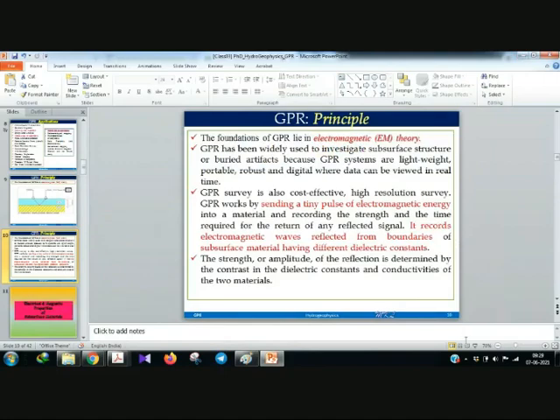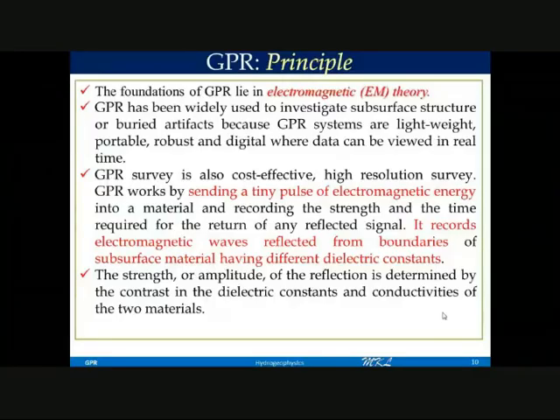It records the electromagnetic energy waves reflected from the boundaries of subsurface materials having different dielectric constants. The strength or amplitude of the reflection is determined by the contrast in the dielectric constant. That's the basic fundamental principle. We are looking at the contrast in the dielectric constant, I mean the permittivity, the relative permittivity, and the conductivity.